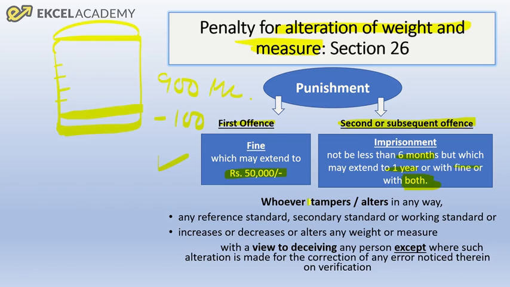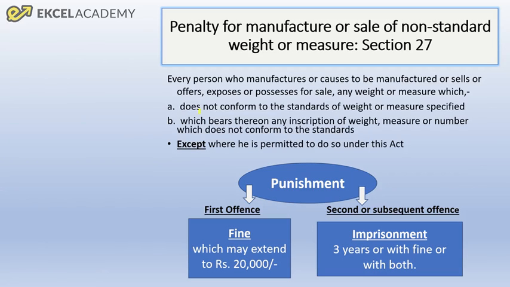So nobody should tamper, alter any of the standard weight or measure, and if they do that, they will be punished. And the important thing is, if they are deceiving the person, if they are trying to cheat the person, then they will not be spared. They have to pay the fine and also go to jail. Next penalty is for manufacture or sale of non-standard weights or measure.